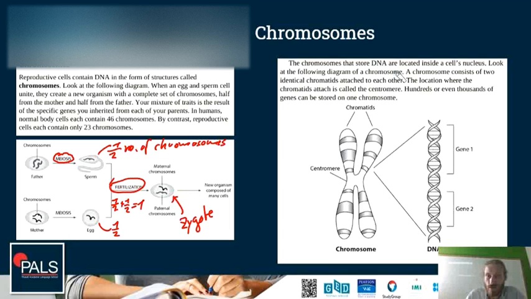The chromosomes that store DNA are located inside the cell's nucleus. Now we can see a chromosome here. It consists of 2 identical chromatids, and these are attached to each other in the center at the so-called centromere.